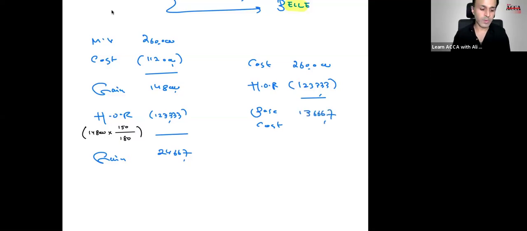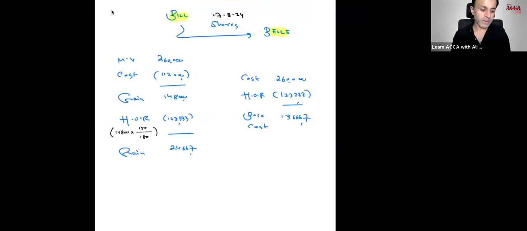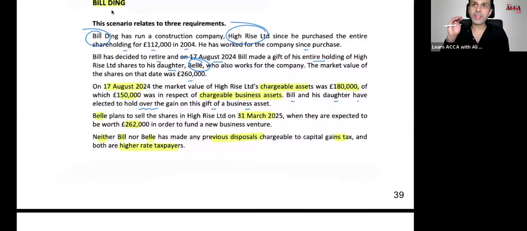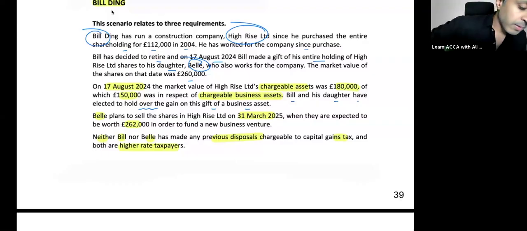So the base cost has been worked. We're done with that side of the bill, but they want us to calculate the liability. If I look into the case of Bill, you have to understand, we will have to bring in the effect of one relief in it. When the shares are gifted, where it attracts gift holdover relief, on the other side it may also attract business asset disposal relief.